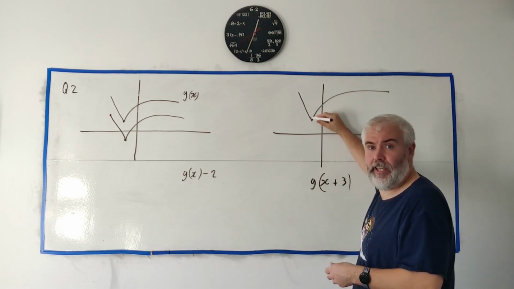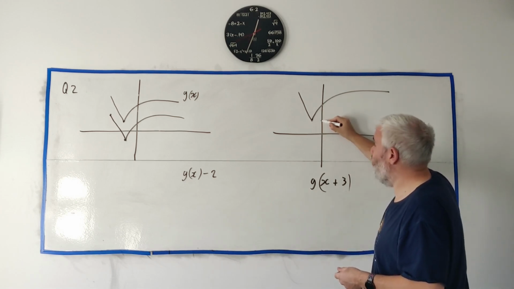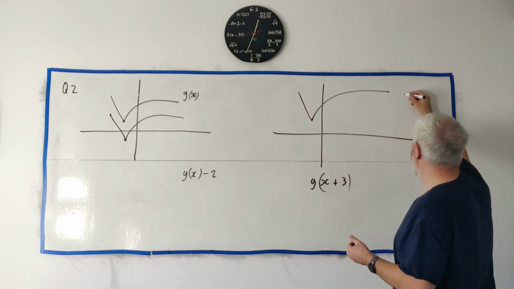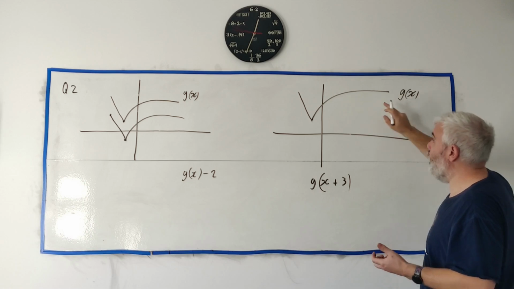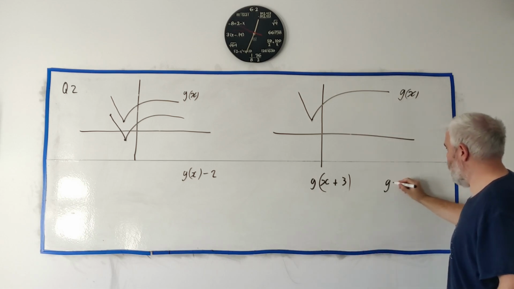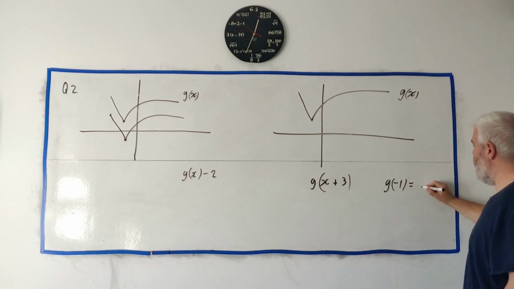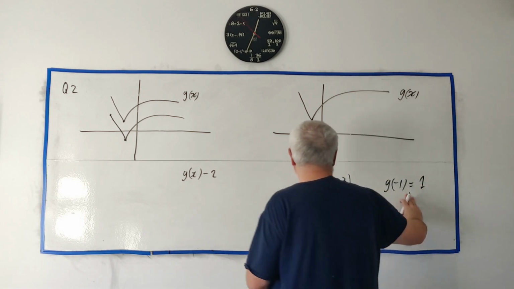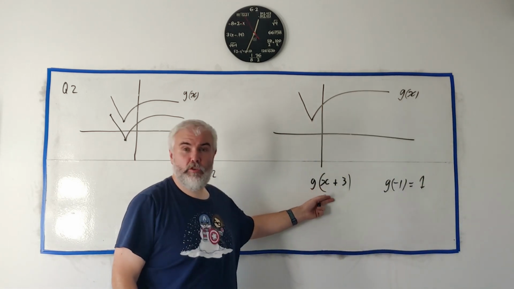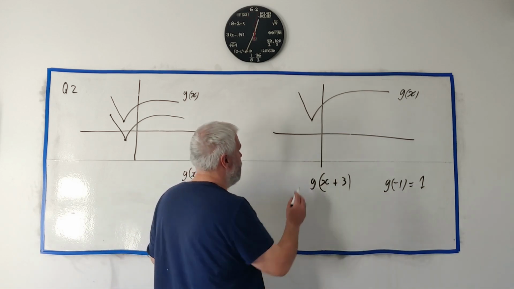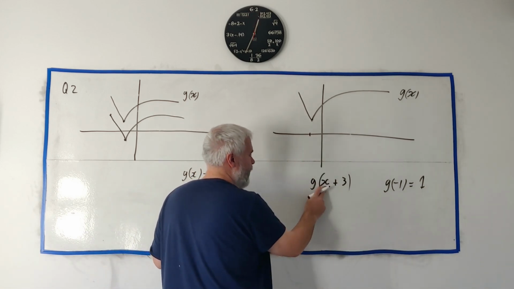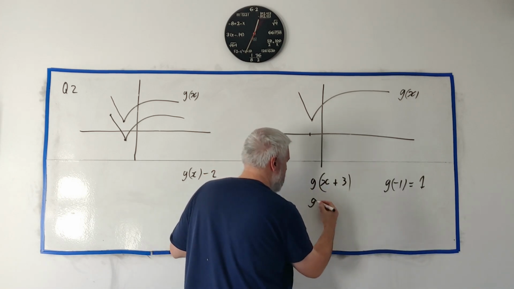This point here is at minus 1, 1. So basically, when I put minus 1 in here, I get 1 out. Let me write it like that. g(minus 1) equals 1. Let's see what would happen in this new function if I put minus 1 in. So if I went to the point minus 1, I put it in here, I would get g(2).